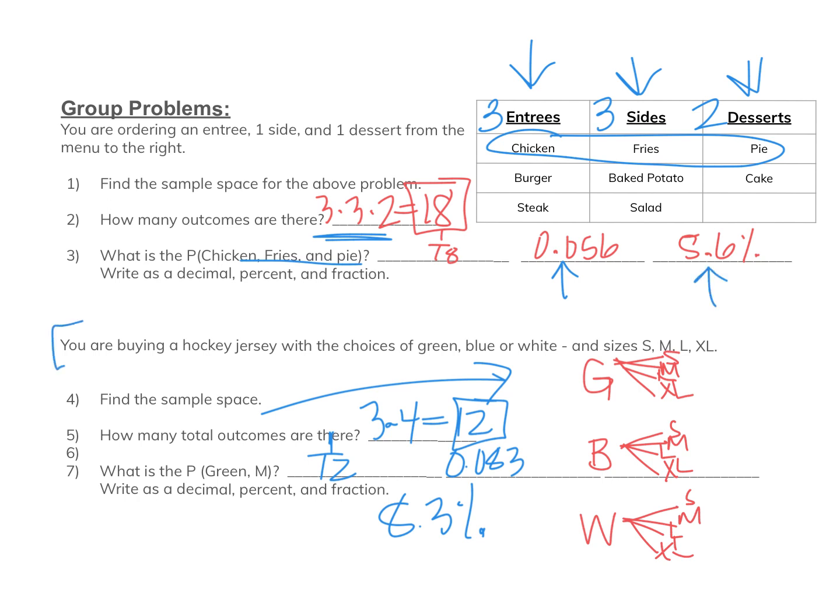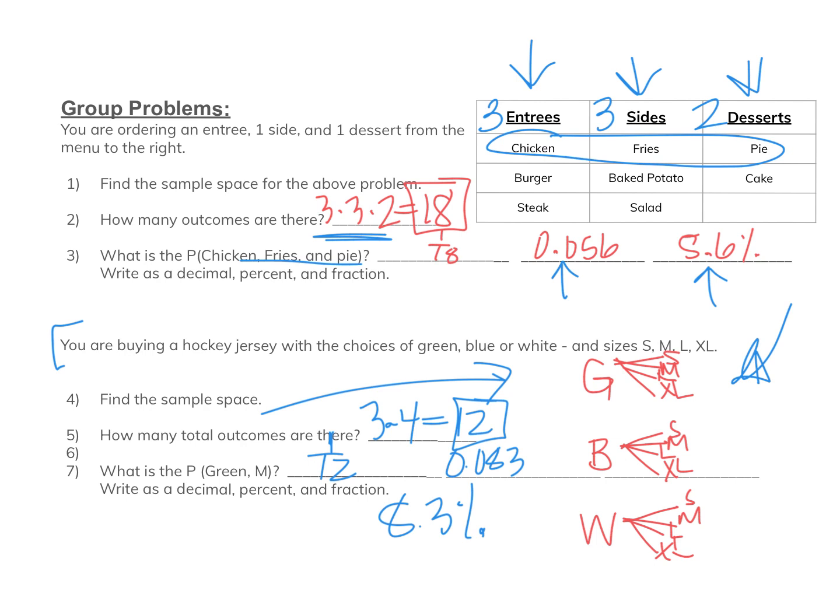Secondly, if you're buying a hockey jersey with the choices of green, blue, or white, and sizes small, medium, large, extra large, I did the sample space here. Sample space, remember, shows all of the outcomes. And so you can see I did my tree diagram. First, my first choice is green, blue, or white. Then my second choice is small, medium, large, extra large.